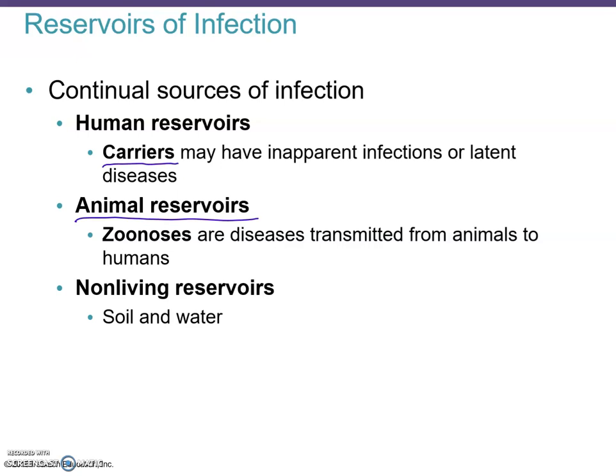So there are different zoonoses, and you should know this term where you say something is zoonotic if it gets transmitted from animal to human. Sometimes we also have non-living reservoirs that would include soil and water sources. In that case, it would mean that you could possibly get sick from contaminated drinking water.